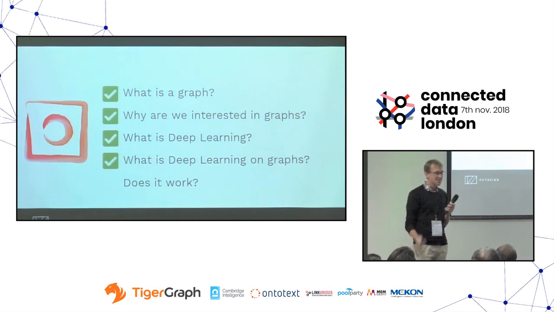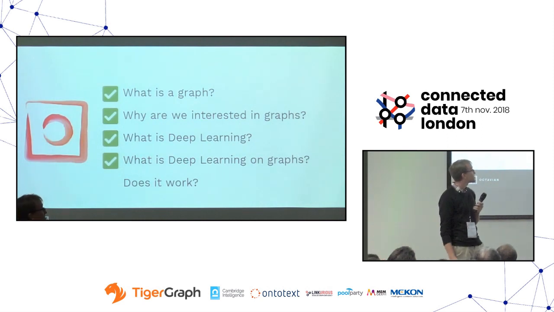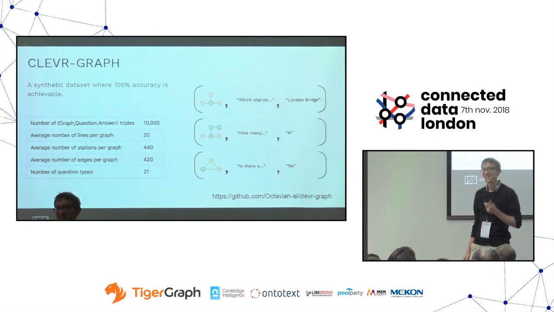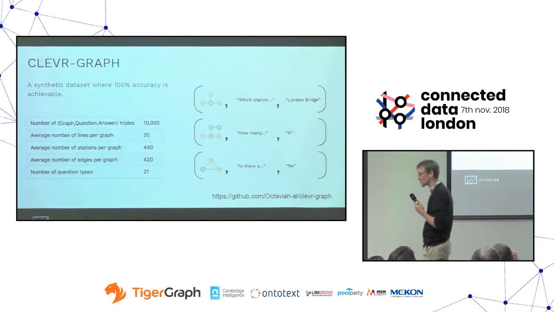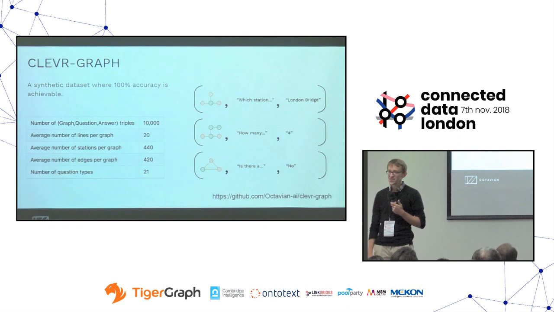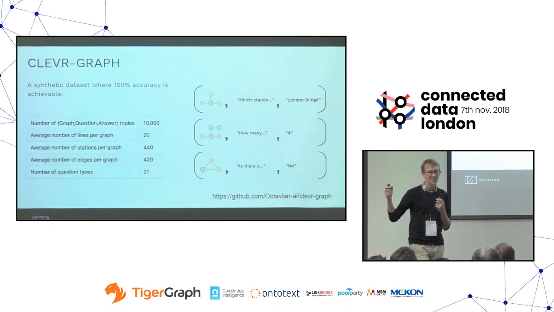So that's how I think we want to do deep learning on graphs. Does it work? These are some of the results of our experiments. What we did first is we created a data set. That's pretty typical data science. We created a data set, so now we've got a benchmark to work with.